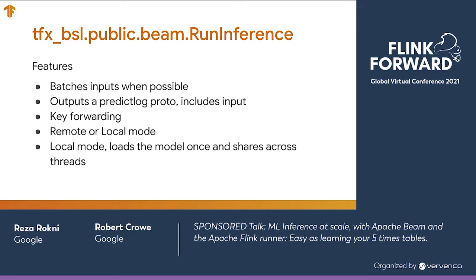So for example, one of the first things that you'll start thinking about is whether you need to batch inputs to the model for efficiency's sake, or ensuring you have a well-known output from the model. In this case, RunInference has a predict log that is a well-known proto that then other teams can easily use without you having to transfer that information. Key forwarding, so keeping metadata about the thing that you're predicting and having that pass through to the post-prediction stage, which we'll talk about in the demo.